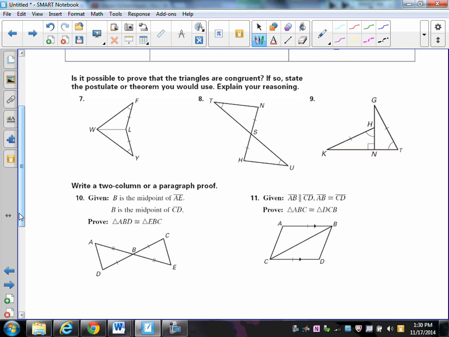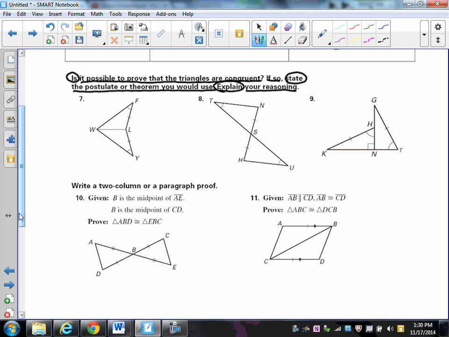Number 7 says, is it possible to prove that the triangles are congruent? If so, state the postulate or theorem you would use, and explain your reasoning.